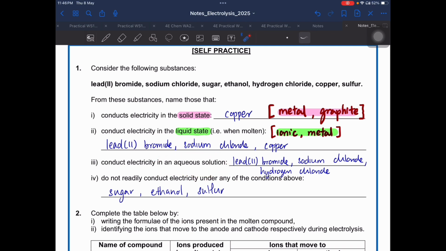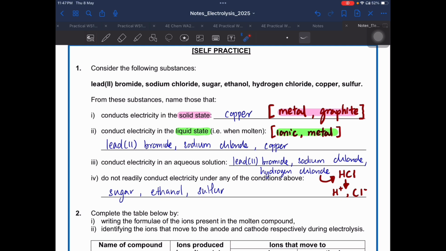Based on what I've shared in the video just now, you'll know that ionic compounds must be able to have free moving ions because they will dissolve. But now you see this hydrogen chloride. This is kind of weird, isn't it? That's because hydrogen chloride, in terms of formula, is actually HCl. Now HCl, if you recall in Sec 3, can dissociate in water to form H+ and Cl-, which is your hydrochloric acid. So hydrogen chloride, if you add it with water, will actually give you ions. This is a very unique case, but it's also something interesting to take note of.